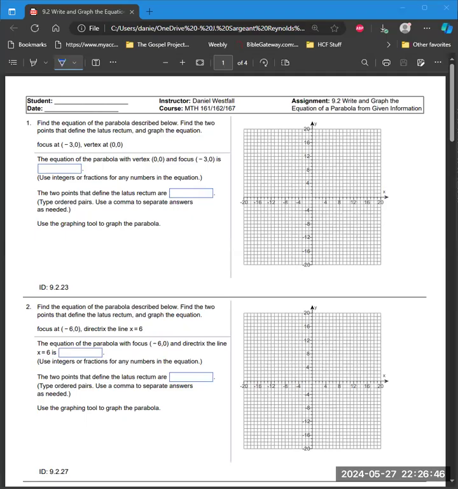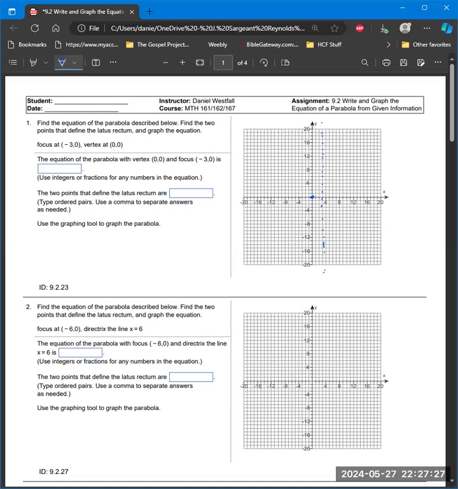In this video, we're going to write and graph the equation of a parabola from the given information in 9.2. So we've got a vertex at (0, 0). We have a focus at (-3, 0), so we're going to open in the direction of the focus there. That puts the directrix at x equals 3, which is something that you'll need to graph for yourself, but not something that is actually going to show up on the graph when you graph it in MyLabs.